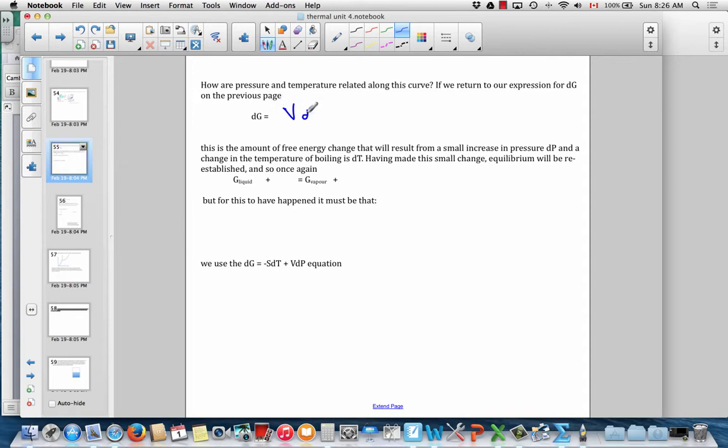Well, let's go back to the Gibbs function. dG is VdP minus SdT. Now, when we move along that coexistence curve, as we say, we've increased the pressure a bit, we've increased the temperature a little bit. We will eventually come back to an equilibrium point where the value of the Gibbs function for the liquid and the vapor is the same. So at that point, the change in the Gibbs function for the liquid and the change in the Gibbs function for the vapor will be the same, because these were the same values before.